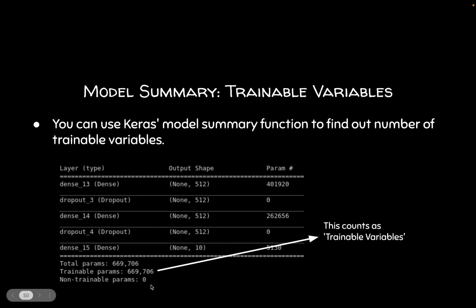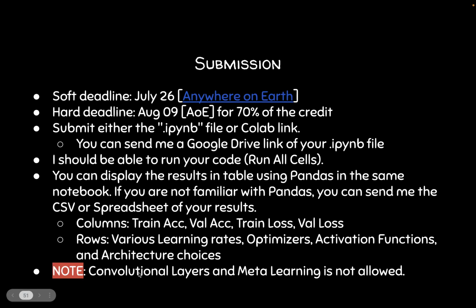Sometimes you might have non-trainable parameters. We will talk about those in future classes, but for now I think if you only have dense layers and things like that, your total parameters will be the same as the trainable parameters. So in this case, you can see this is 669,000, but in your case this will not be more than 200,000. Okay.